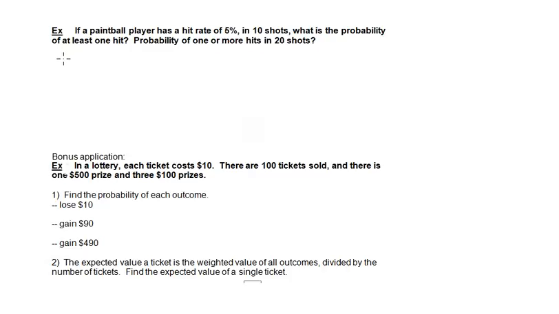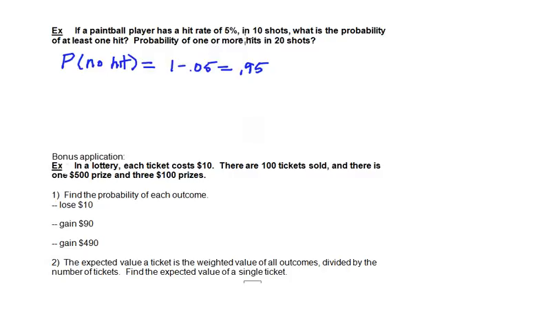In this situation, the opposite of at least one hit means no hits. So first, what I'd like to do is calculate the probability of no hits in the 10 shots. The probability of getting no hit in one shot is going to be 1 minus the 5%, or 0.05, and that's equal to 95%, or 0.95. And that's the probability of having no hit in a single shot.